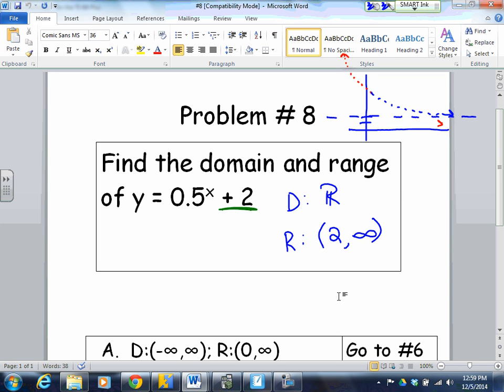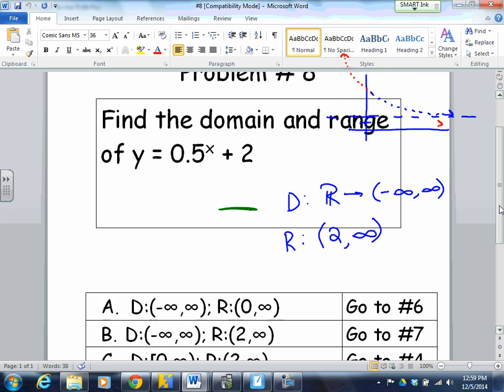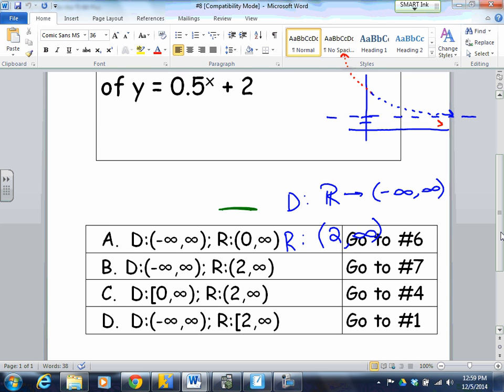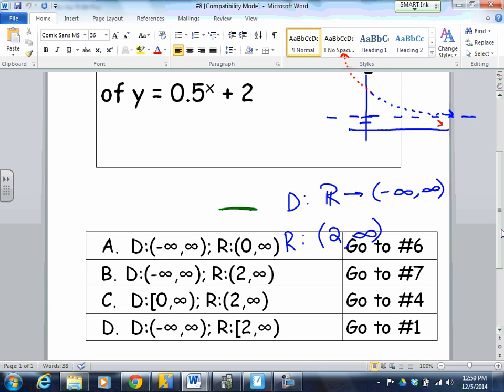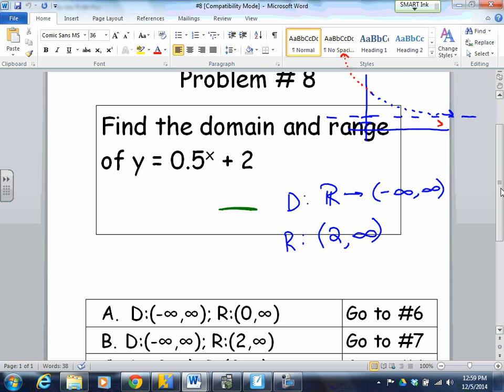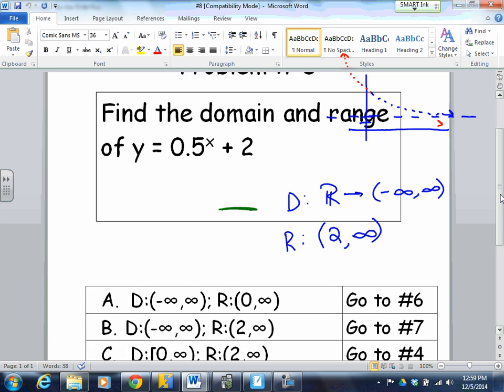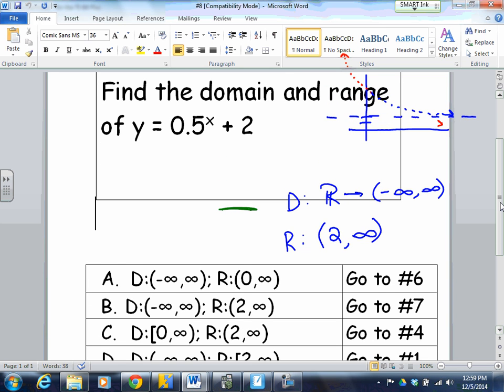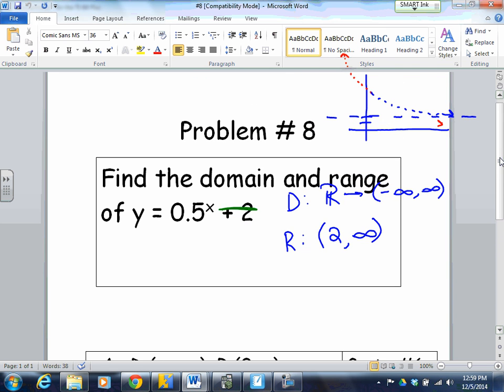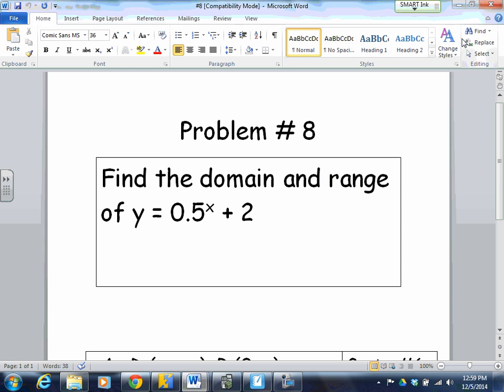And then I think for the answer options, the all real numbers could just be written this way: negative infinity to infinity. So number 8, the answer there should have been D. Let's make sure: negative infinity to infinity, and then 2 to infinity. This answer is B, sorry. I just said the wrong letter. The answer is B there, right? All right, let's clear that, and let's move along.